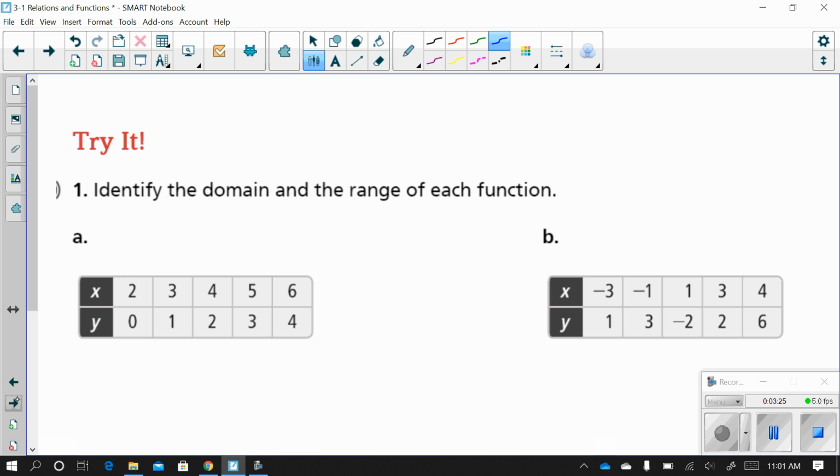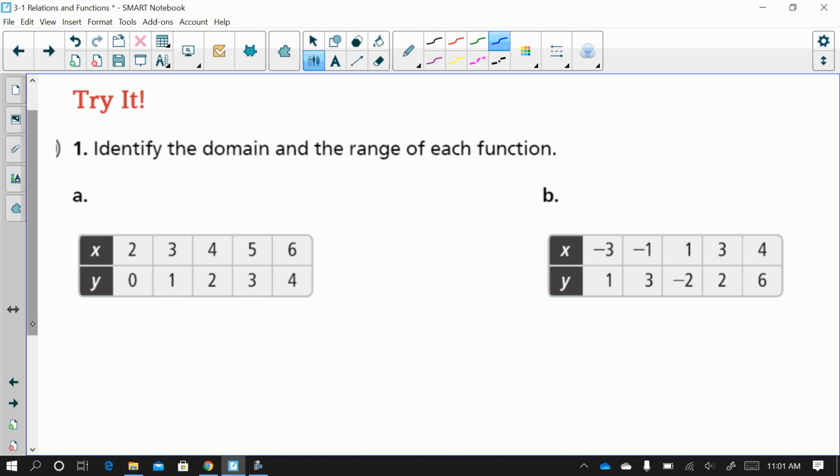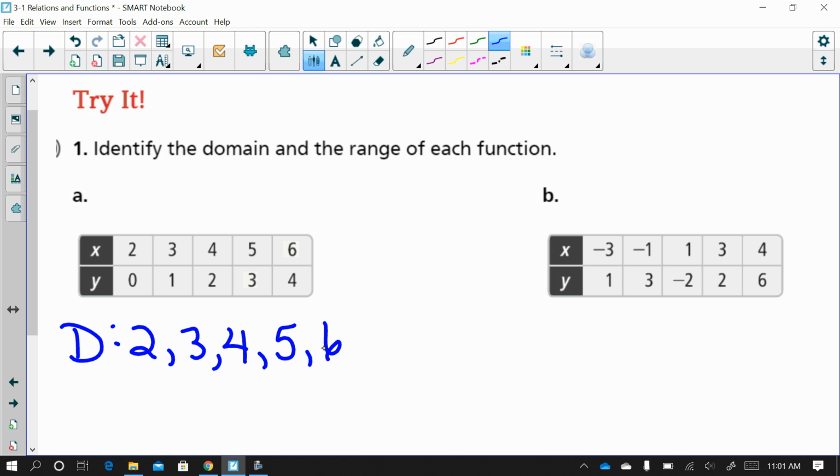Okay, so your turn. You're going to identify the domain and range of each function. So pause the video and try letter A. Domain and range, you're just going to list them. So my domain, again, remember, is my x's. So 2, 3, 4, 5, and 6. Nothing repeats, we don't have to list it twice. And then remember, range is your y's. So 0, 1, 2, 3, 4. That's all that you're asking for there.